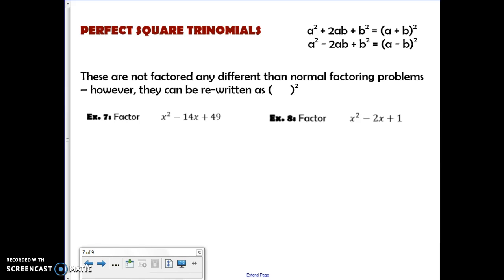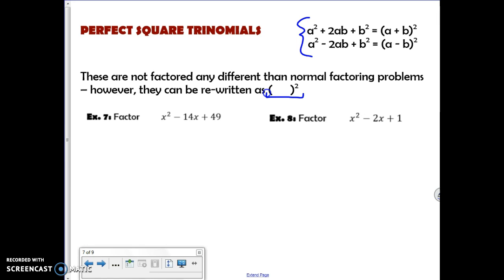However, the one big thing with these is that they can be rewritten as one parenthesis all squared. That's the goal. That's what we want to try to do. So it's either going to come in one of these two forms. I think we will discover those and deal a little bit more with those. So let's dive right into a couple of examples.